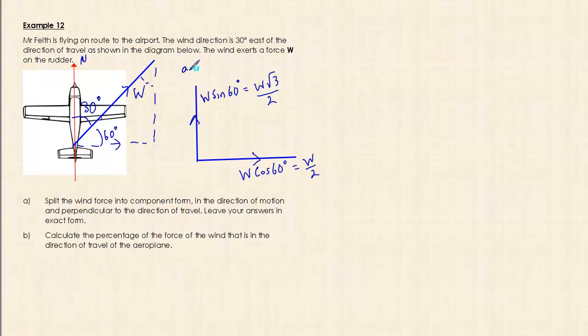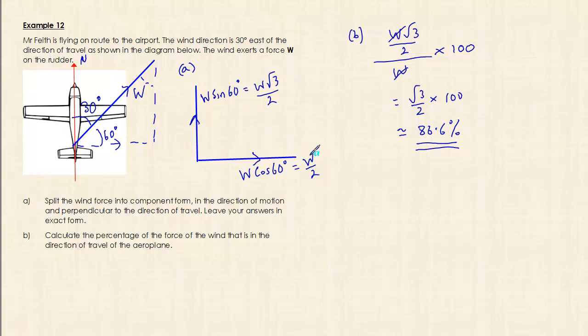So this is the answer to part A, and then in part B we want to calculate the percentage of the force of the wind that is in the direction of travel of the aeroplane. So that's this one here. So we want to express that as a percentage of the total force. W's cancel, so we get root 3 over 2 times 100, and that's approximately 86.6%.